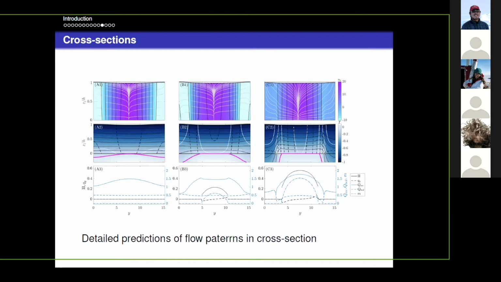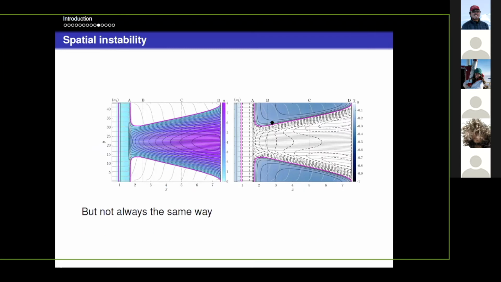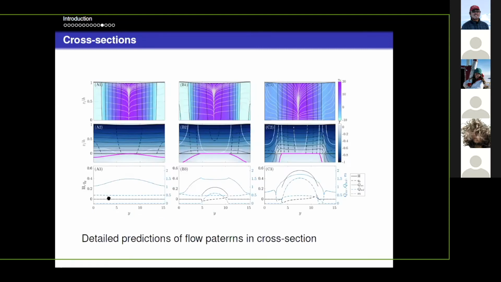Like I said, it's a full Stokes emulation in the transverse plane. So we get the full dynamics of the margin. And one of the things it does for us, it actually allows us to say something pretty concrete about the widening of the ice stream as you go downstream.